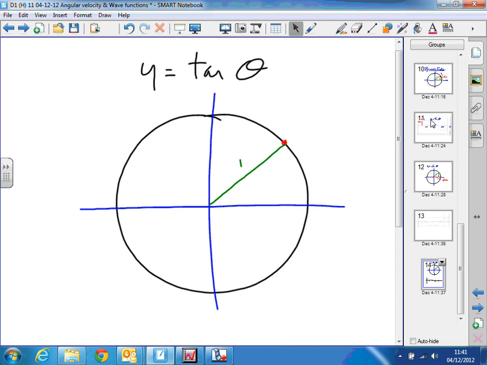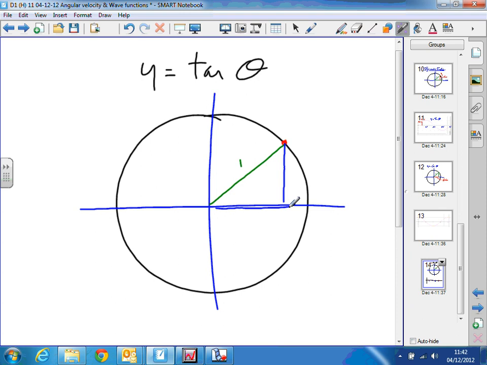So the final one, the tangent function that we want to look at. Ready? The tangent function. Again, we've got some point moving around anticlockwise in a circle. What I'm interested in this time is the tangent. If you remember what the tangent has to do with, it's to do with the ratio of the opposite side to the adjacent side. Tangent is opposite over adjacent.